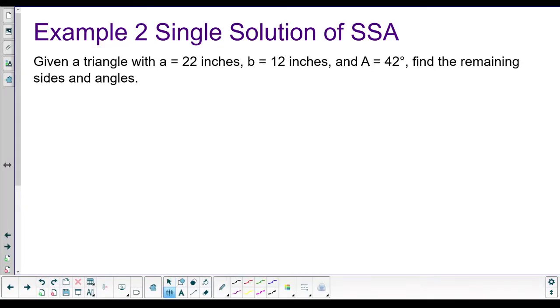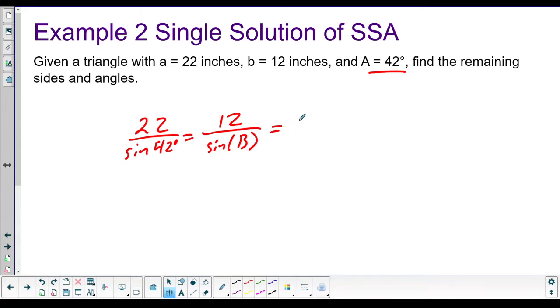So let's start by setting up our law of sines. We're going to have A over sine of A, so 22 over sine of 42 degrees, equals B, which is 12, over, we don't know angle B, so we're going to just go ahead and put sine of B, equals C over sine of C.